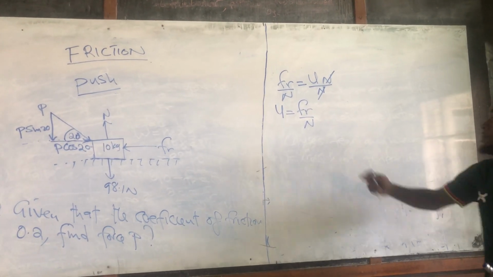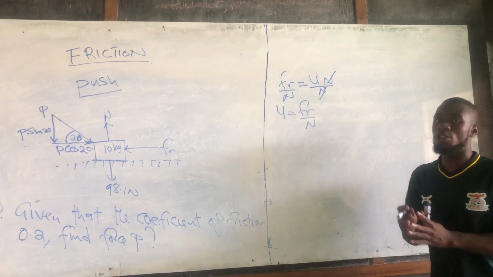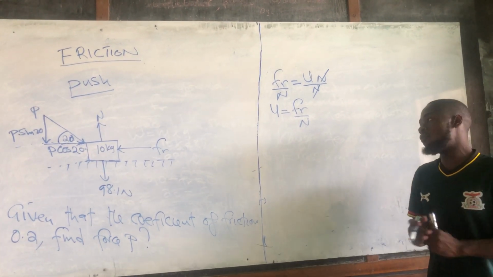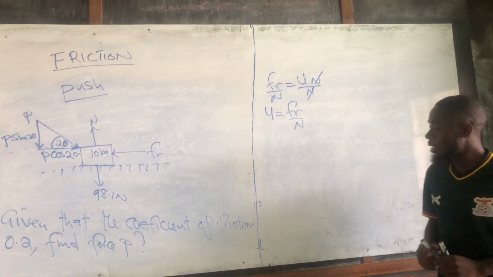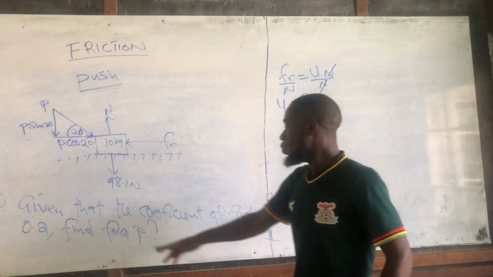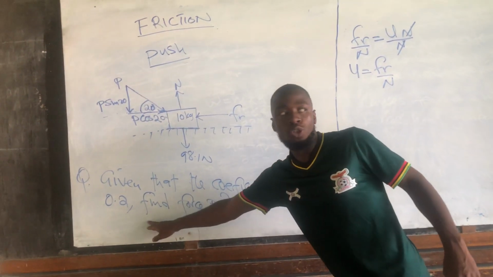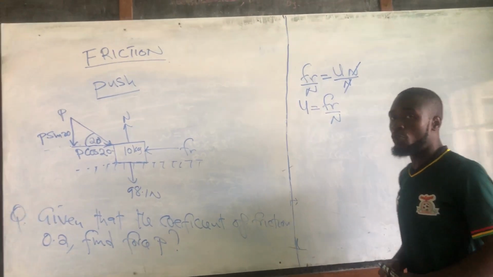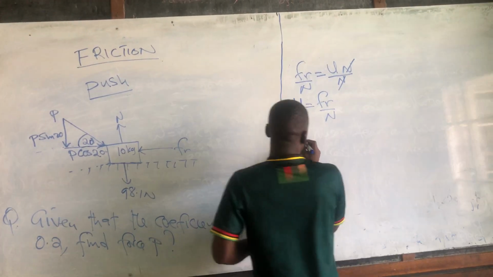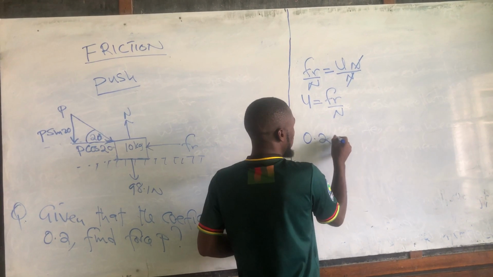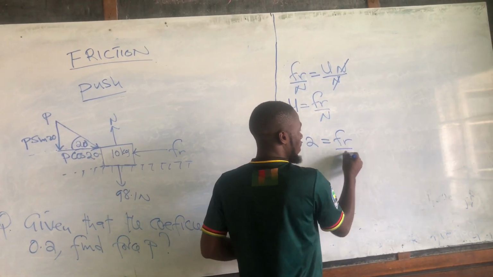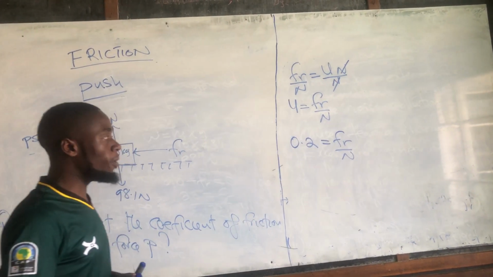So now, the moment you make mu the subject of the formula, just know that you're halfway done. You're almost there. What's the next thing here? We are given that the coefficient of friction is 0.2. So this mu represents the coefficient of friction. So we need to put it there. So let's put it here, say 0.2 is equal to the frictional force over the normal force. Good, simple.